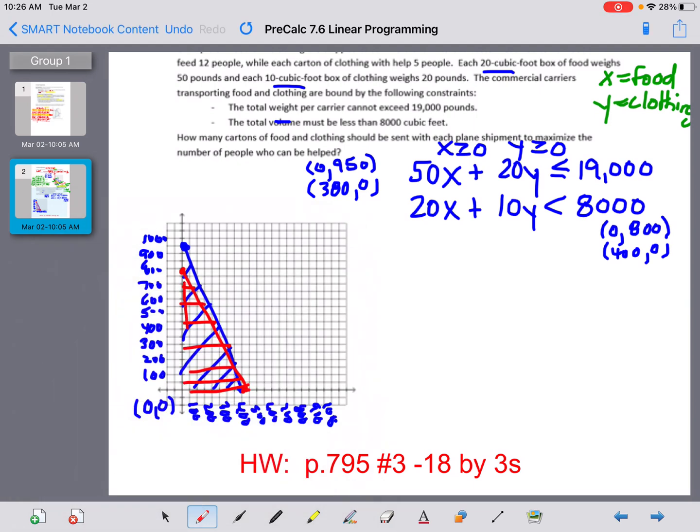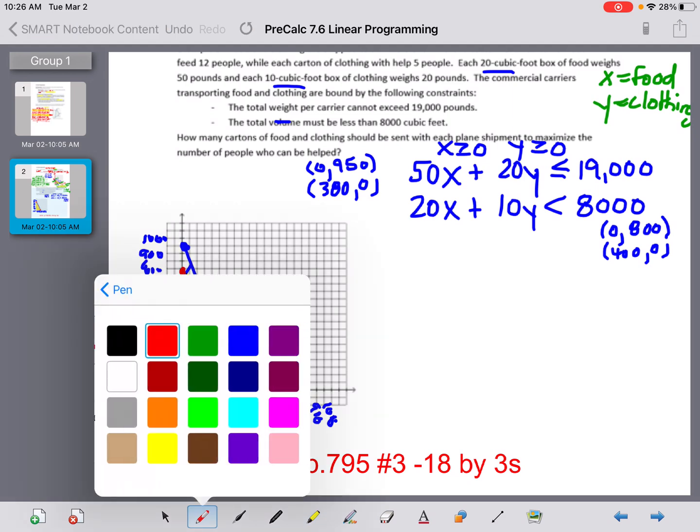Okay, so my overlap is, oops, that was on my highlighter. It's all in this corner. But it doesn't go quite as far as that blue line everywhere, and not quite as far over as the red line. Okay, so let's see if we can establish some corners here.